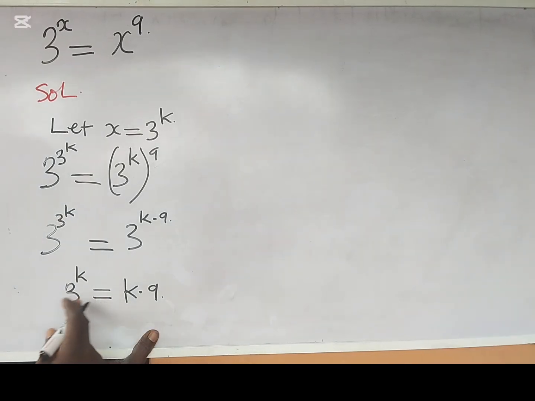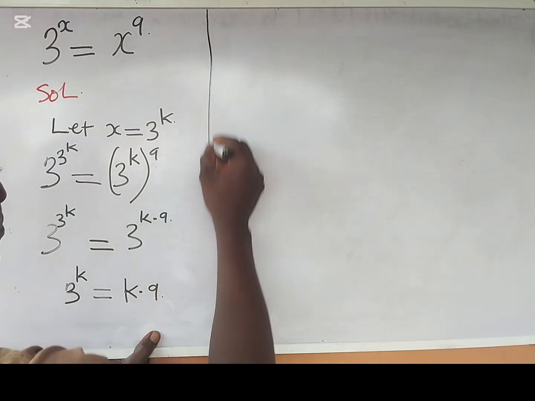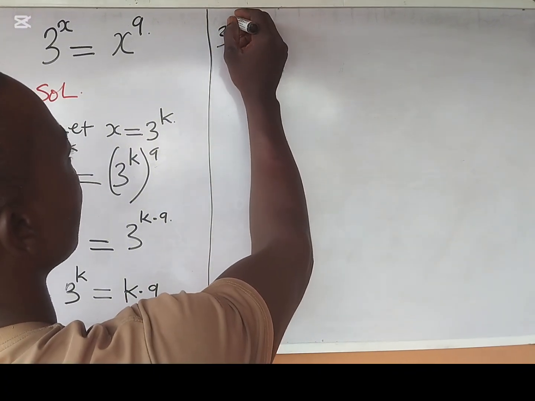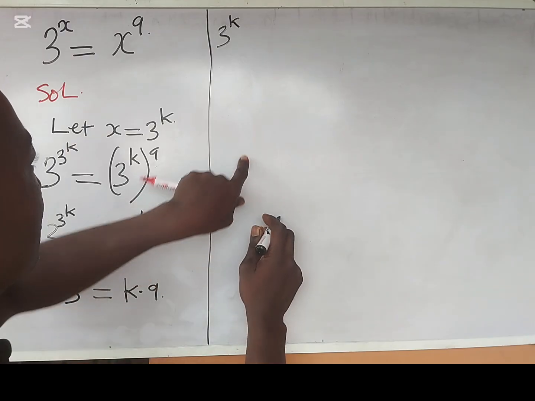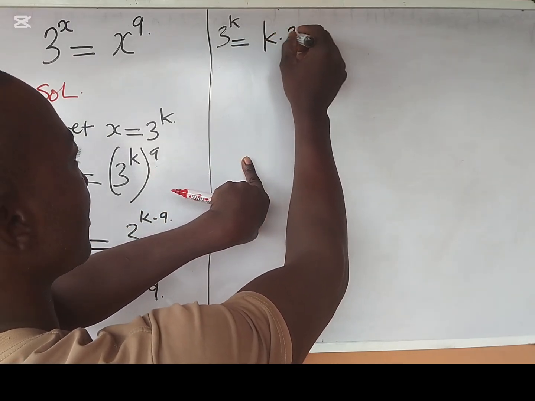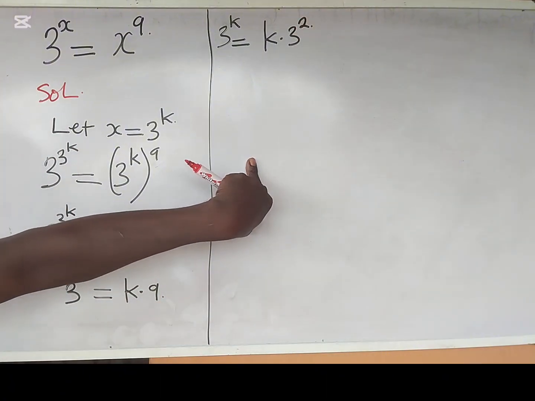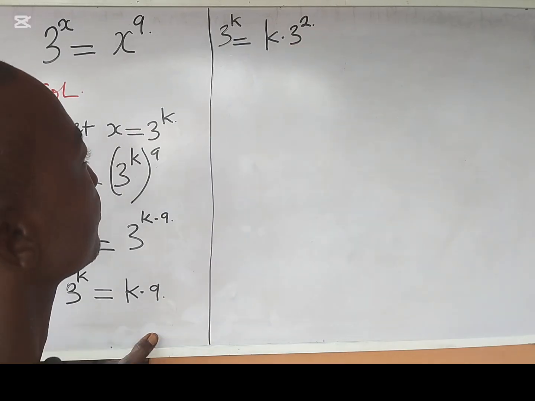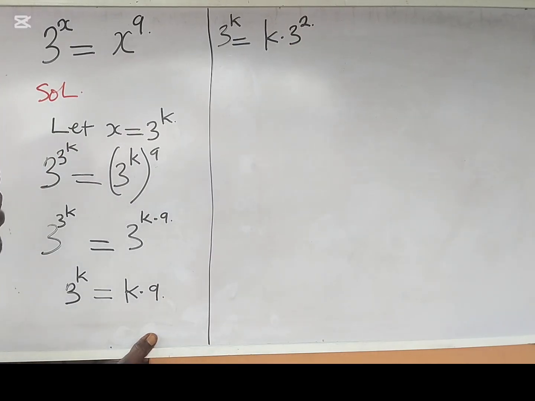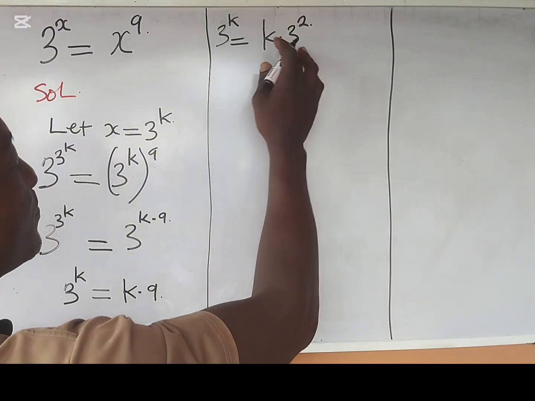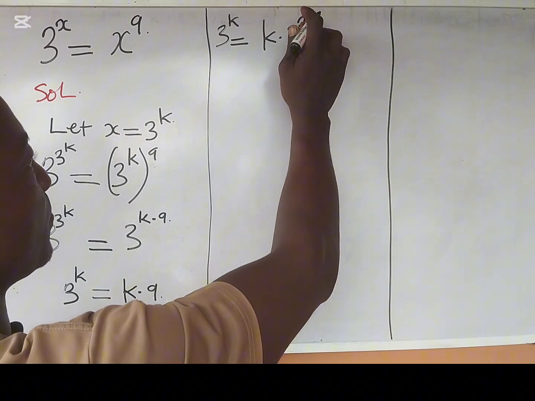From this, we can rewrite this equation as 3 raised to the power of k is equal to k times 3 raised to the power of 2, because 9 is the same thing as 3 raised to the power of 2. Now, when we get to this point, let's try and divide both sides of this equation by 3 raised to the power of 2.